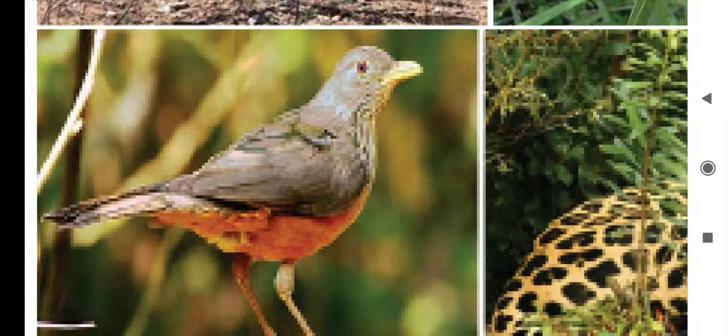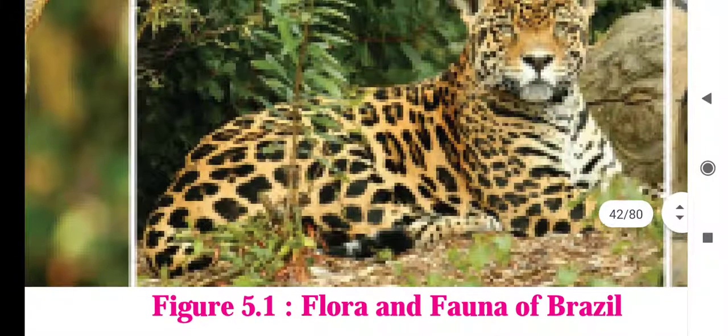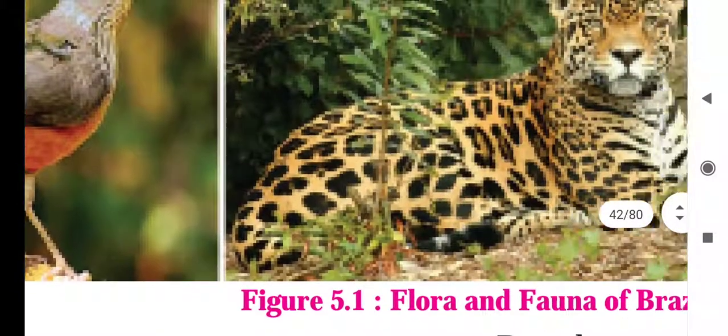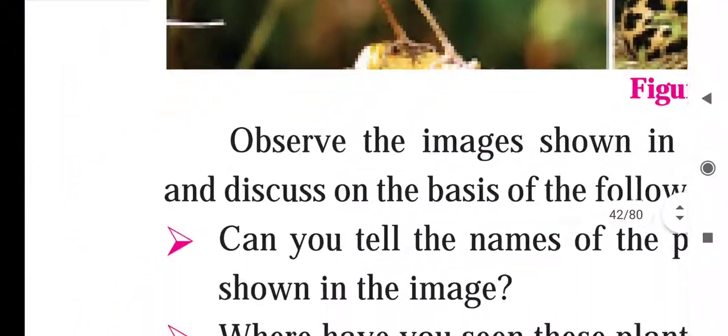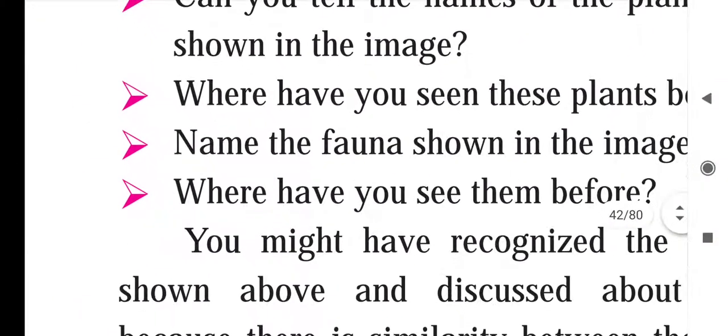Here that bird's name is Rufous bellied thrush. It is mostly found in the country Brazil. Again here the jaguar and anaconda are given. So where have you seen them before? Same, you might have seen them before on television, or otherwise on the net.